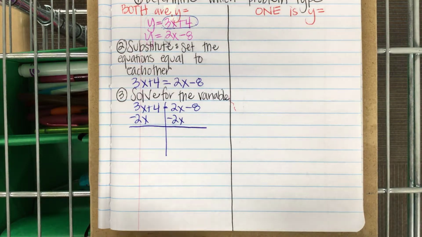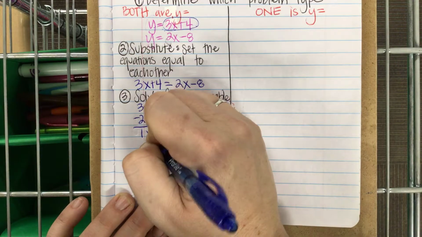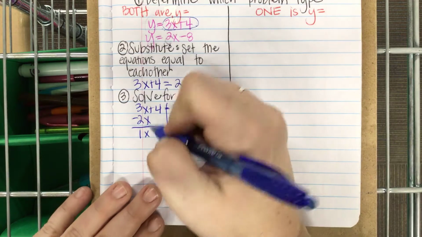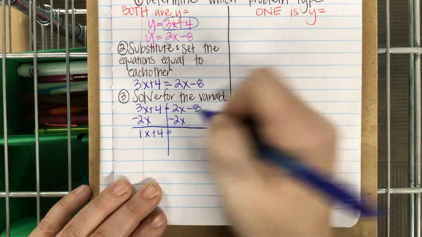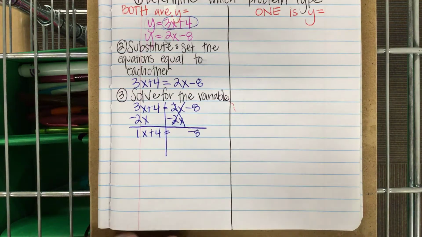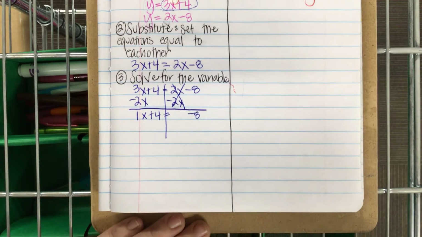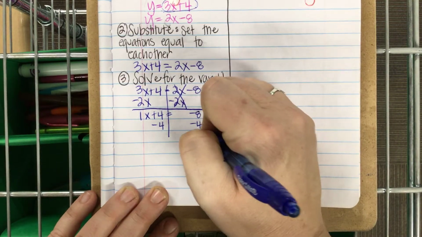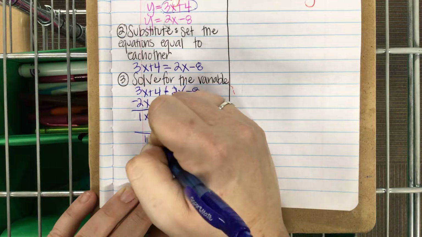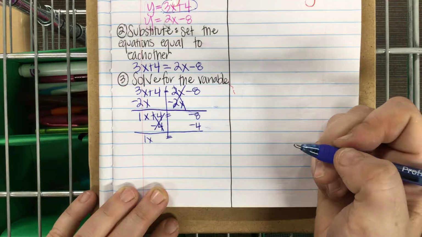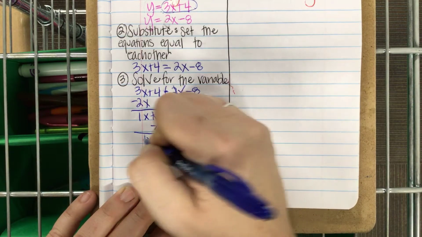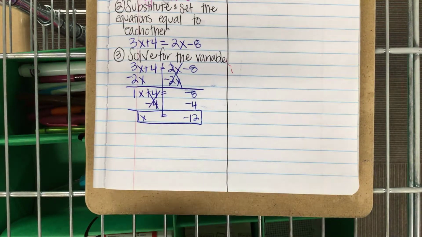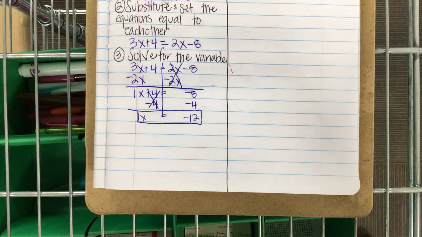What's 3x minus 2x? 1x. Could you write just regular old x? Because x and 1x are the same. Doesn't matter. Plus 4 equals negative 8. Now what do you do? Minus 4. One x equals negative 12. Do you agree?